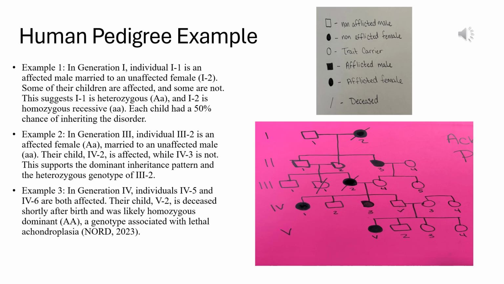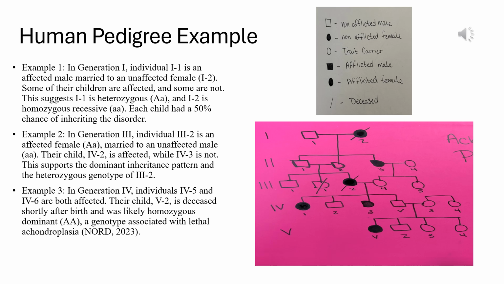In generation 3, affected female, number 2, marries unaffected male. Their child, number 2, is affected, while their other child, 3, is not, supporting the dominant inheritance pattern and generation 3, number 2's heterozygous genotype.